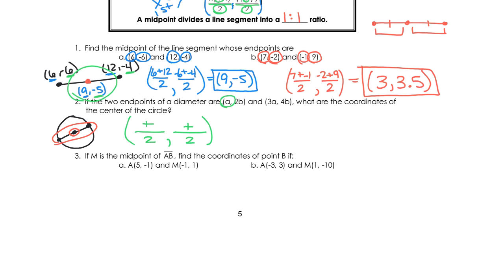All right, so we're going to take our x coordinates first, which are A and 3A, and add them together and divide by 2. And then we'll take our y coordinates of 2B and 4B and add them together and divide by 2. Okay, so a little algebra here.